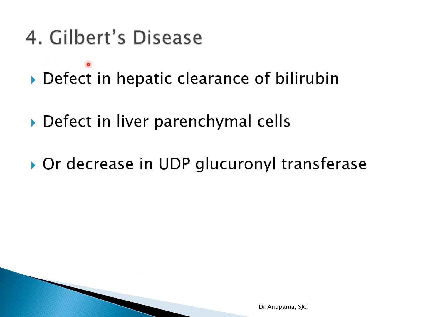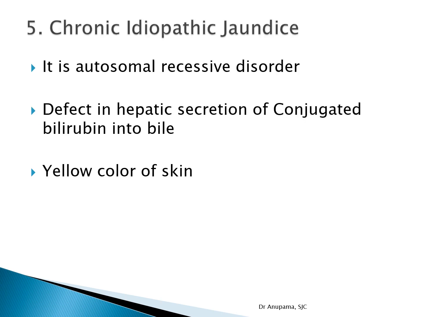The fourth type is Gilbert's disease. Here the defect is in hepatic clearance of bilirubin. So this can be because of a defect in parenchymal cells or a decrease in UDP glucuronyl transferase. Then we have chronic idiopathic jaundice. This is an autosomal recessive disorder, and the defect is in hepatic secretion of conjugated bilirubin into the bile. So this soluble form will enter the tissues, into the skin, and impart yellow color to the skin.